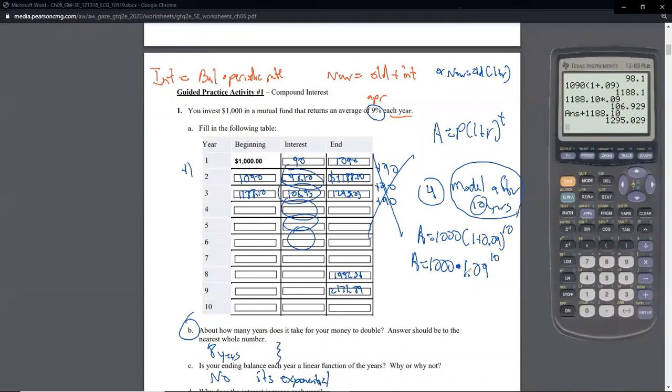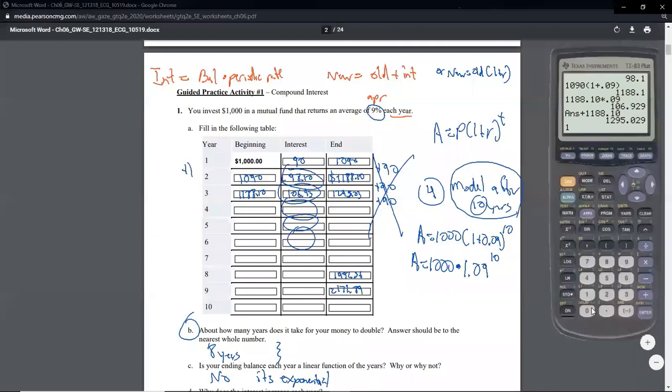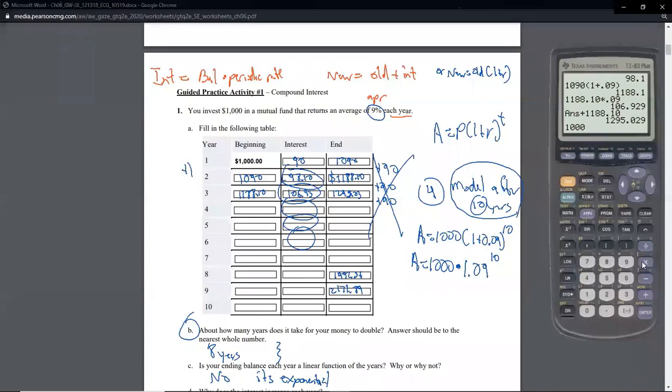You would not multiply first. PEMDAS is still important in your calculator. It would do this first. So if you're doing it step by step, you would have to do that same thing, and then you'd multiply by the 1,000. So if you want to know what happens at the end of year 10, you can just go 1,000 times 1.09 raised to the 10th power. And we can see that we would have $2,367.36 at the end of year 10. That would be our remaining balance.